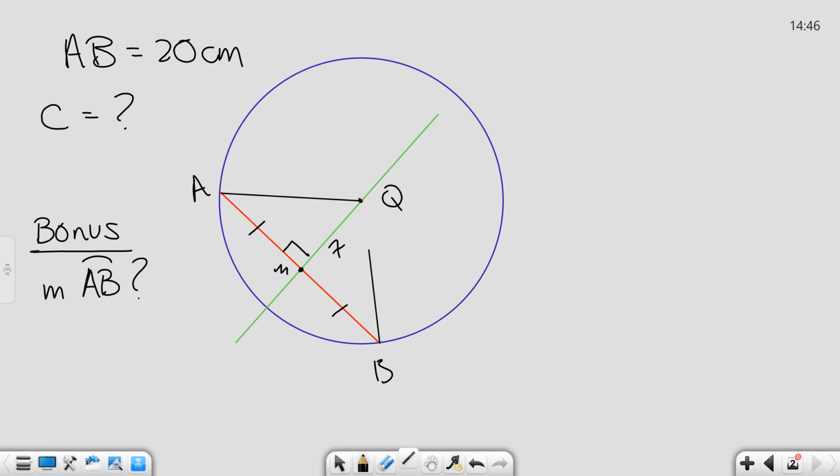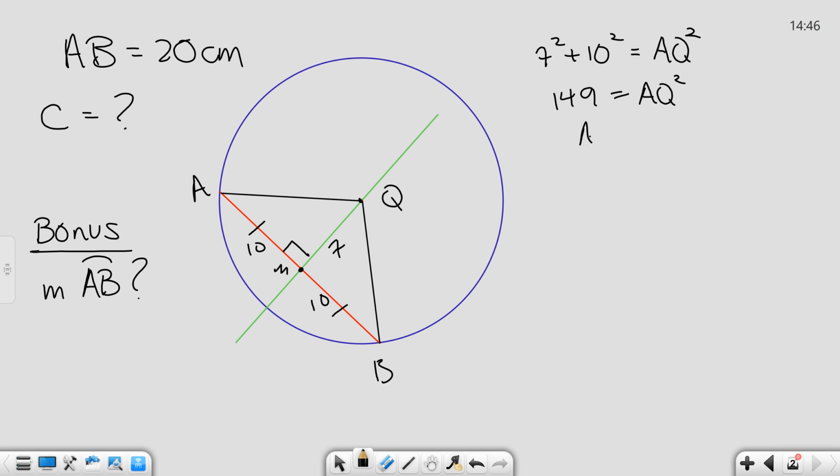Can we just do a sine? We don't know any other measurement, like any other degree in the triangle. Tangent is opposite over adjacent.